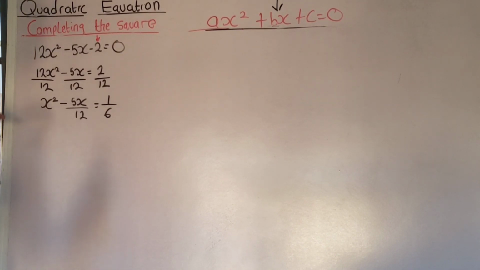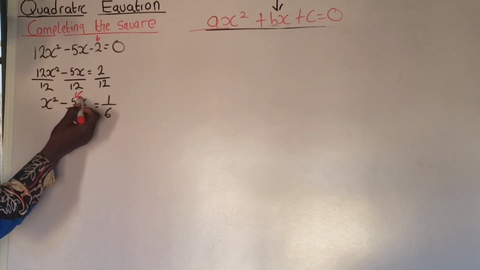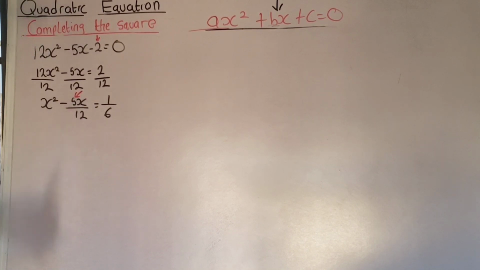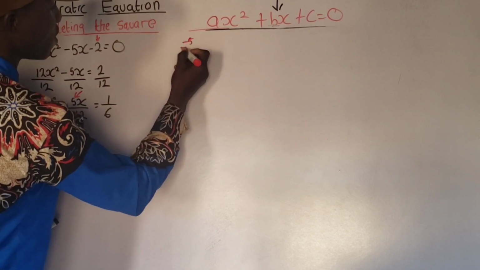Now the next step is that you have to square the half of the second term and add it to both sides of the equation. Listen again: you have to square the half of the second term and add it to both sides of the equation. The second term is negative 5 all over 12. Do you understand?